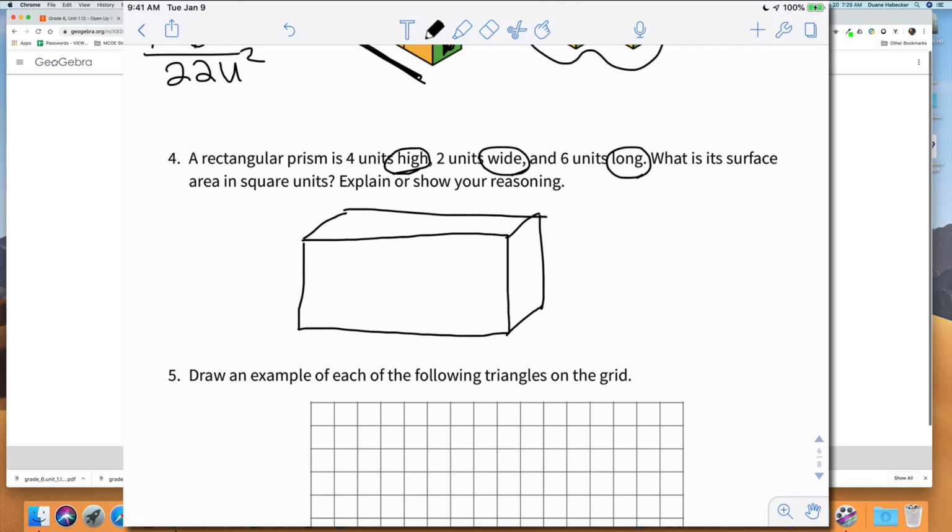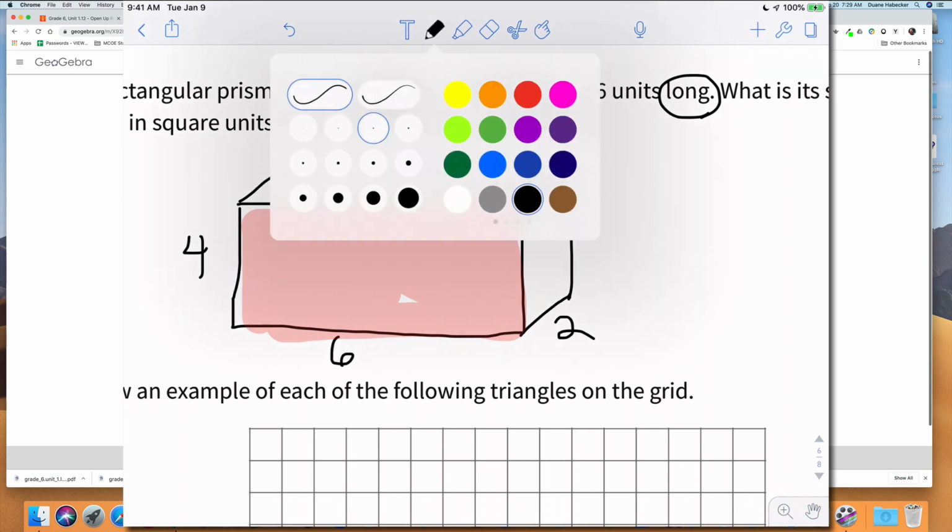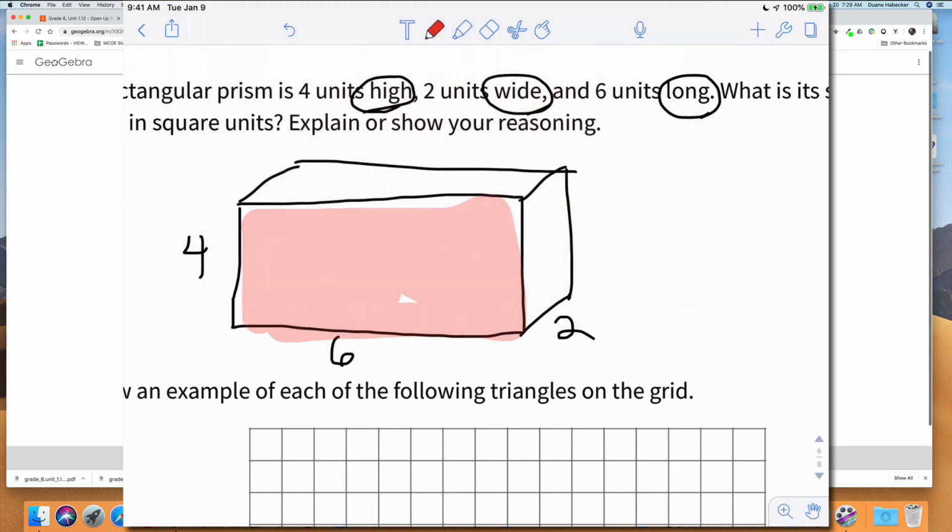But I think, let's call it this. Let's say this is it. So here's our 4 units high, 6 units wide, and 2 units long. So what is the surface area in square units? So let's first figure out the area of the red part, the red face. And so when we look at that, it's 4 units high, 6 units across, so it's got 24 square units.